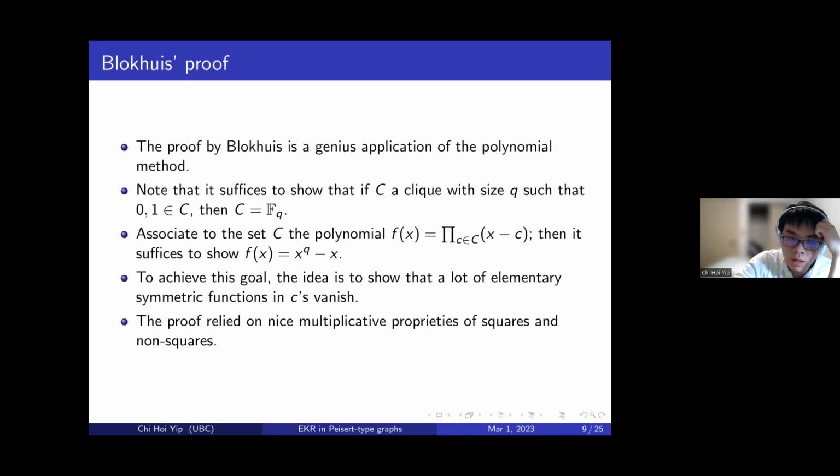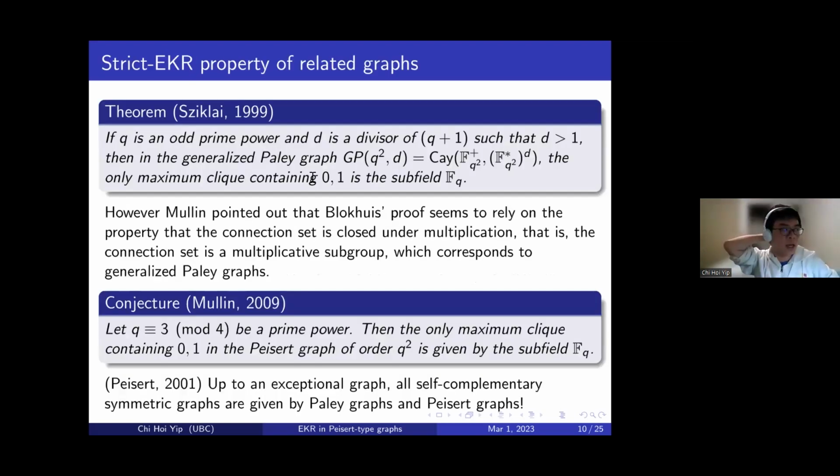Sziklai showed that if we replace squares by, for example, cubic or fourth powers, and in general these powers, the proof still works. And this leads to the EKR theorem for generalized Paley graphs. In the Paley graph, the connection set is the set of squares. But why do we just focus on squares? We can focus on cubes. We can focus on these powers. So that's the motivation for studying generalized Paley graphs.